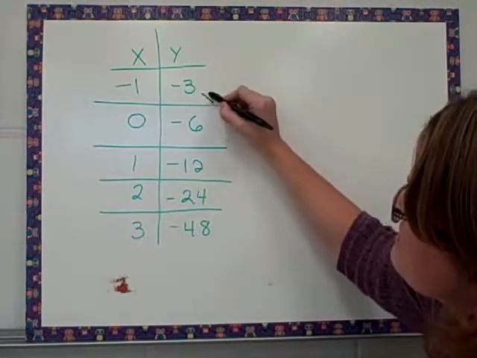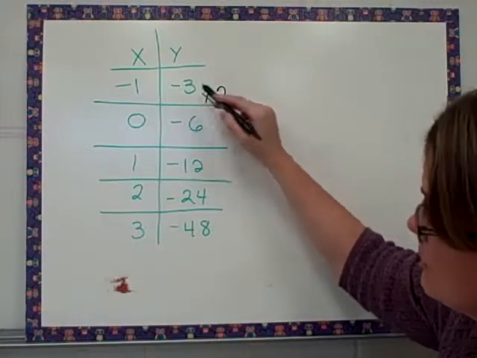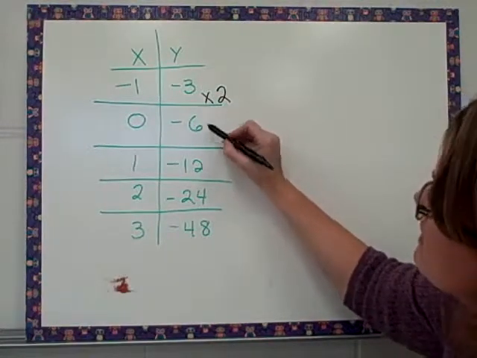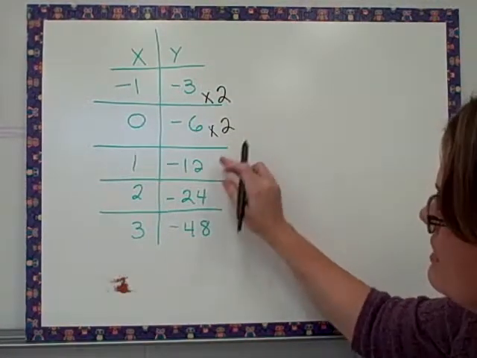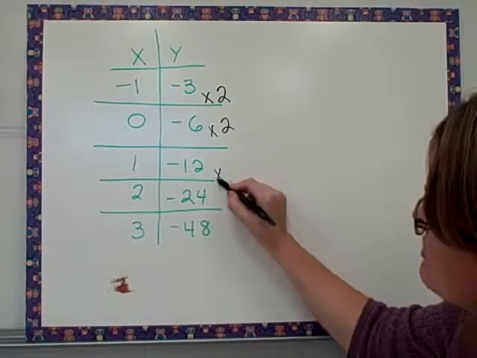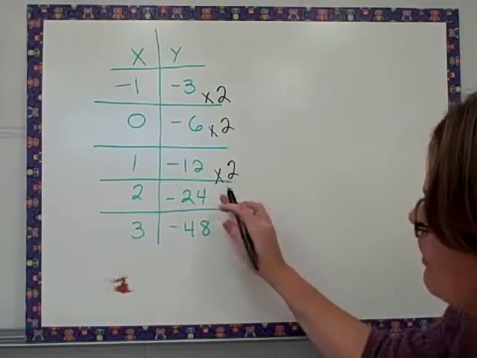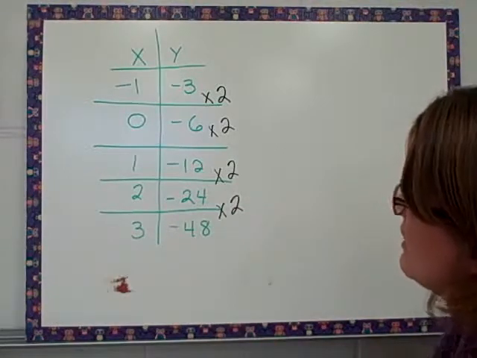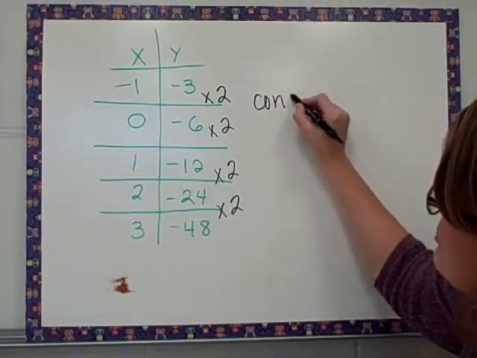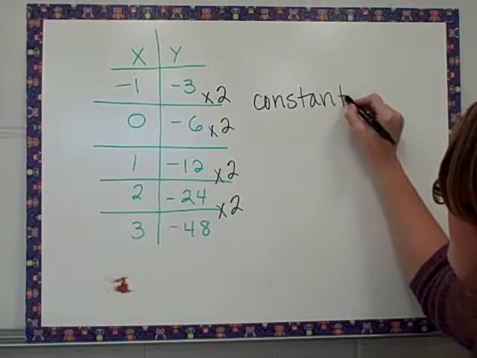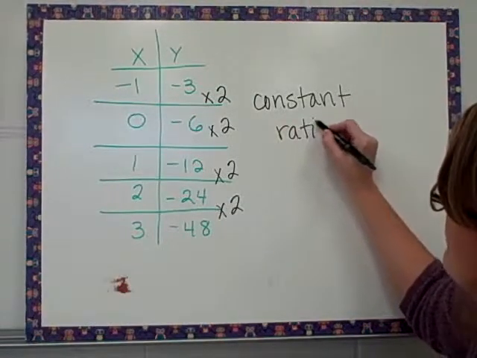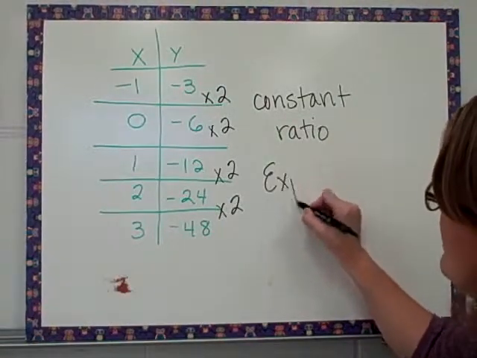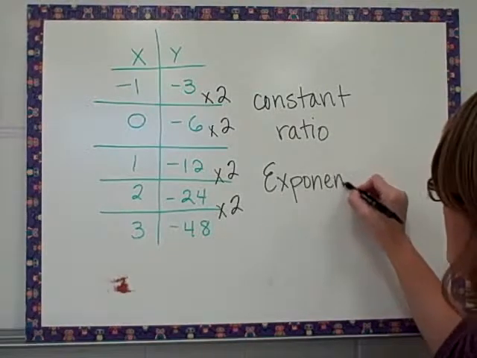So -3 times 2 would give me -6. -6 times 2 would give me -12. -12 times 2 would give me -24. And -24 times 2 would be -48. If I have this constant ratio where I'm multiplying, then I have an exponential function.